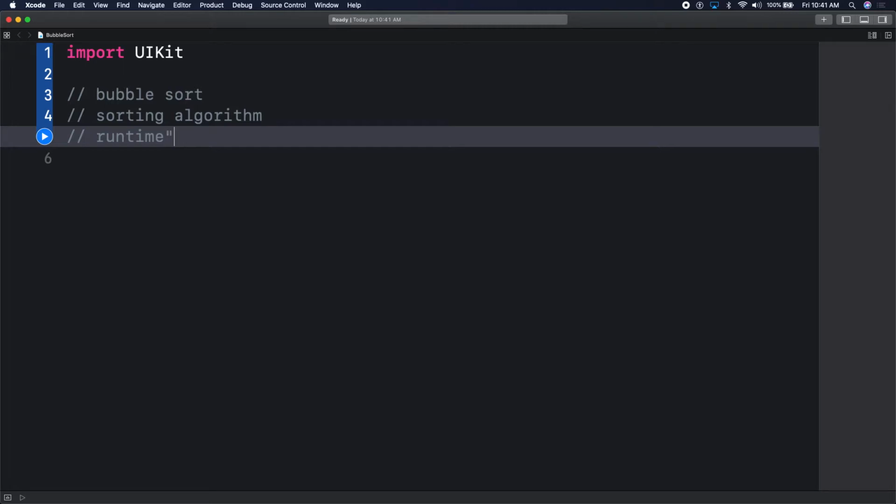Worst runtime. When we talk about runtime, again to reiterate, we always talk about the worst case scenario. What's the worst runtime of that particular algorithm? We're not looking at the best runtime, we're looking at the worst runtime. Here, the worst runtime is big O of n squared, or quadratic.